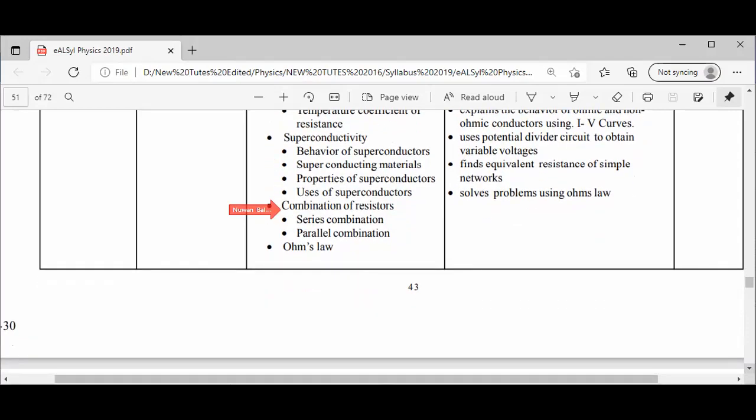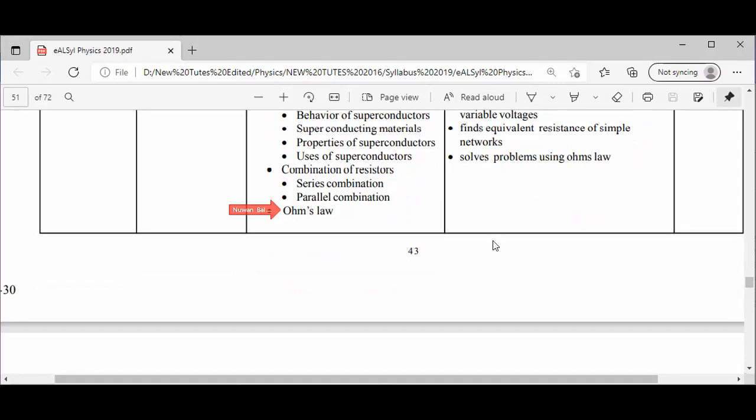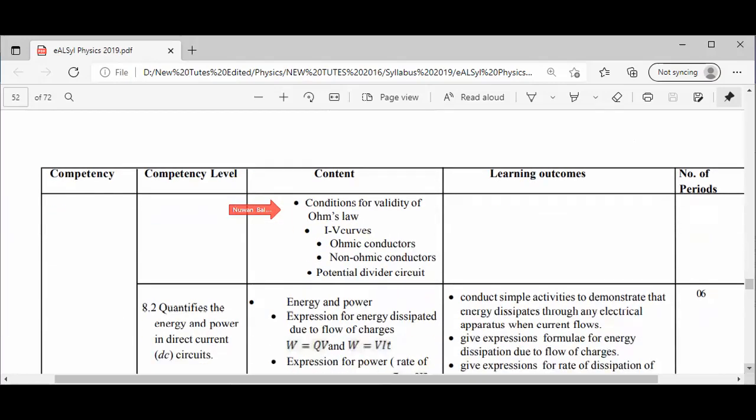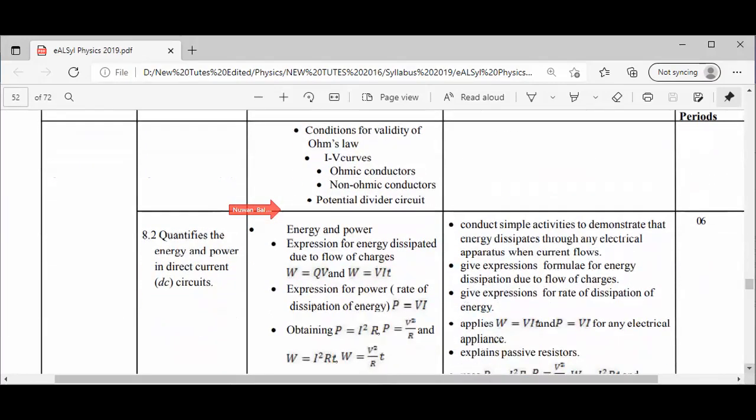Okay, combination of resistors, series combination, parallel combination. Have we learned them or not? Lamai? Series connection and parallel connection, we have learned. We completed them. Then conditions for validity of Ohm's law. To apply Ohm's law, physical conditions should remain unchanged. Cross-section area and length of the conductor and temperature should be constant. VI curves. We have drawn voltage-current curves. Ohmic conductors mean conductors who behave according to Ohm's law.